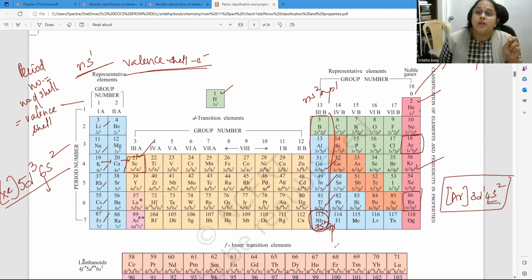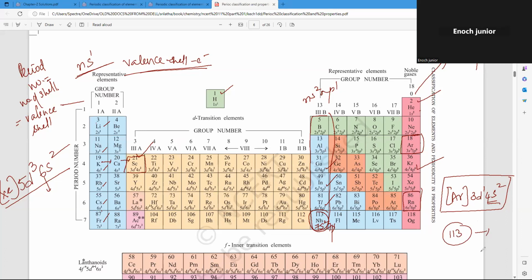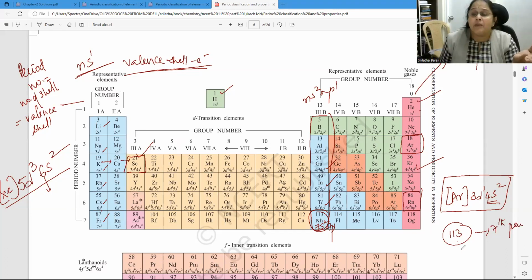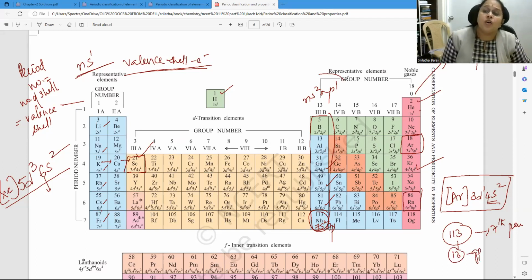Is it clear? You don't have to learn all these configurations by heart, students. I gave you 113. Which period does it belong to? 7th period. Am I right? And I'm saying it belongs to group 13. What's the general configuration of group 13? I will come to know from boron. I don't have to remember everything.